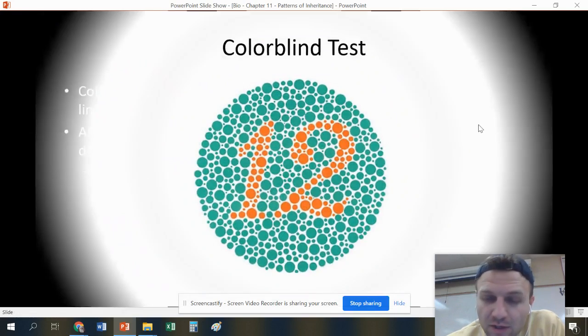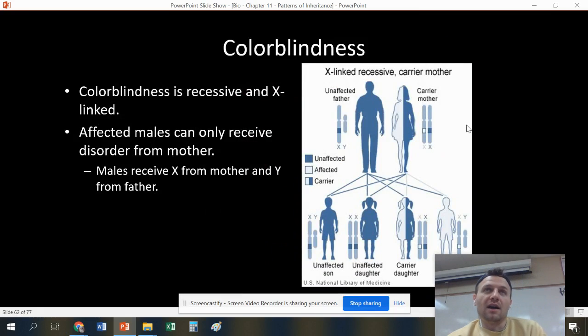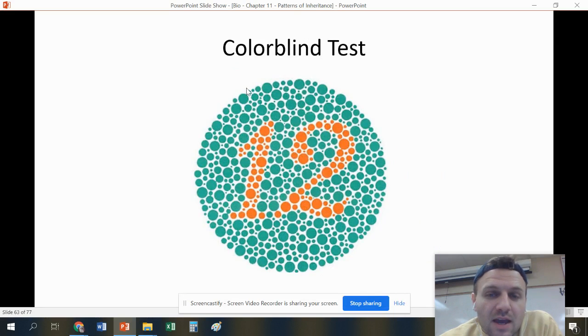Color blindness is a great example of sex-linked genetics, where men get this much more often than females. It's because we only get one of those. If we get one of those chromosomes that has color blindness attached to it, we automatically get it. Females need both. Females can be colorblind, but it's a lot more rare because they have to inherit both of those genes.